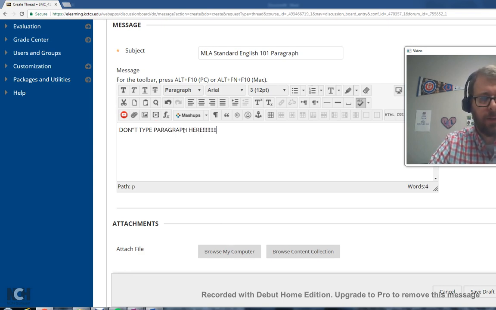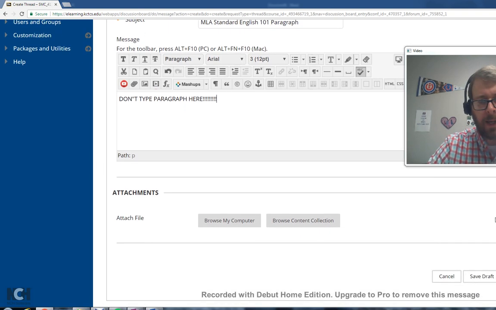In fact, I'll make that bold. Don't type your paragraph there. Instead, you've saved your paragraph. You need to select Browse My Computer and attach your paper there, and you'll see it in the attachment area once you do so. Then hit Submit. As far as what you could put in the box, you can say, here is my paragraph, or something to that extent.